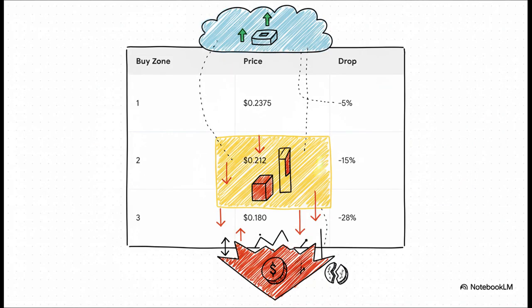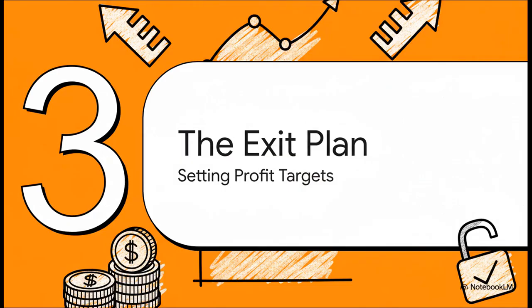And here it is, the whole entry plan laid out perfectly in one spot. Just take a look. You've got 3 separate zones, and each one is tied to a very specific percentage drop. It's a super clear, tiered system for getting into a position without panicking. Okay, so that's the plan for buying. But look, knowing when to buy is only half the battle. You absolutely have to know when you're going to get out. So let's flip over and look at the exit strategy, the plan for taking profits.